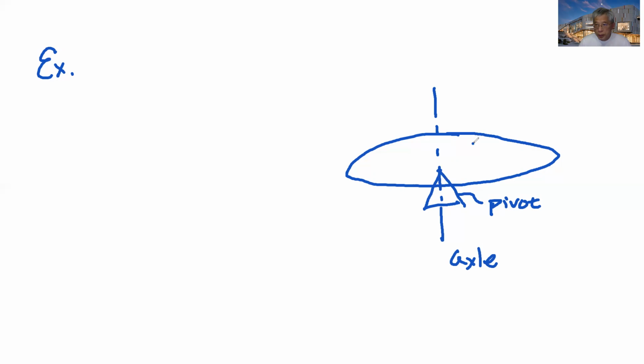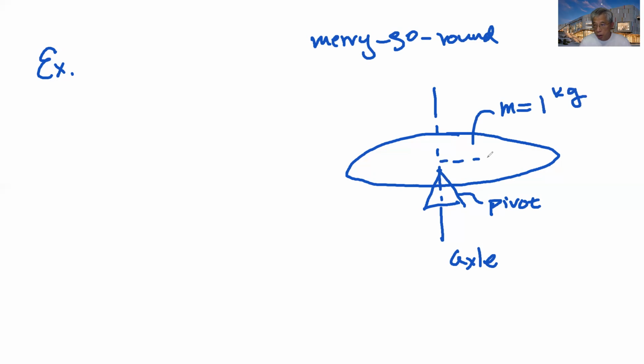So let's say we have the mass M of the disc. This is a merry-go-round example. We use a lot of this in rotation. So let's say M is equal to 1 kilogram, and R is equal to 1 meter. And then we study the moment of inertia. In this case, the I for the disk. Different geometries have different moments of inertia.